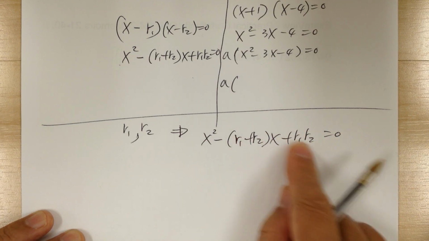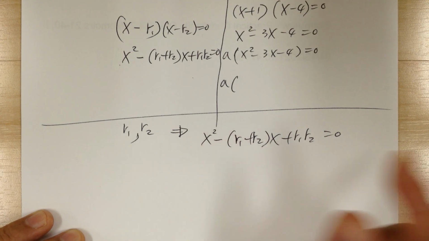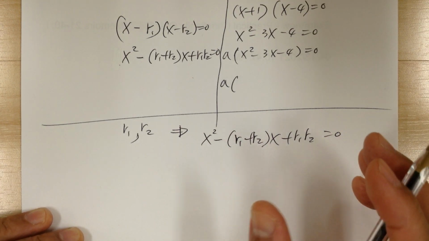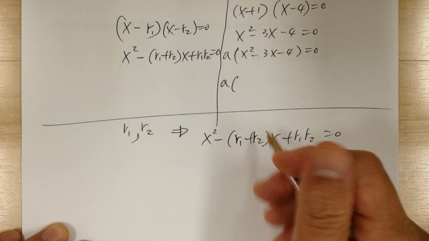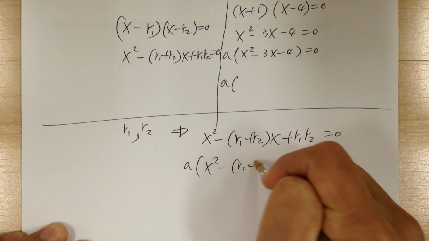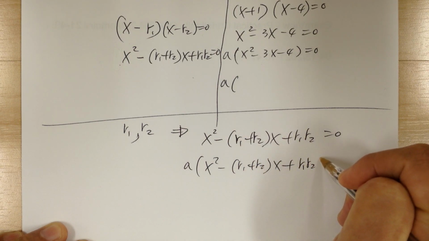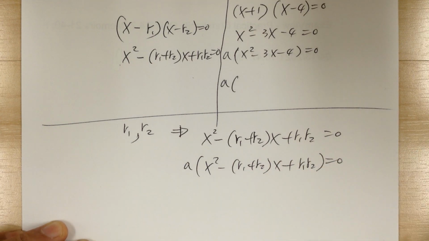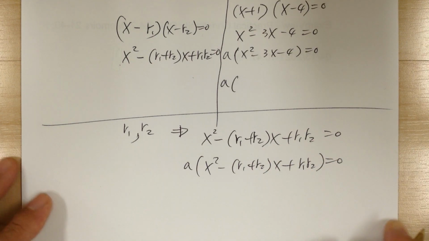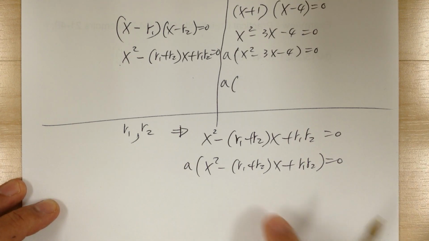But this is like your basic equation. But there are many different possibilities. It depends on the equation, depends on the condition. You also can have multiples of these. You can have a times x squared minus (r1 plus r2)x plus r1 r2 equal to 0. So you can do that. Okay. Now the equation is fairly easy to memorize if you recognize the pattern.